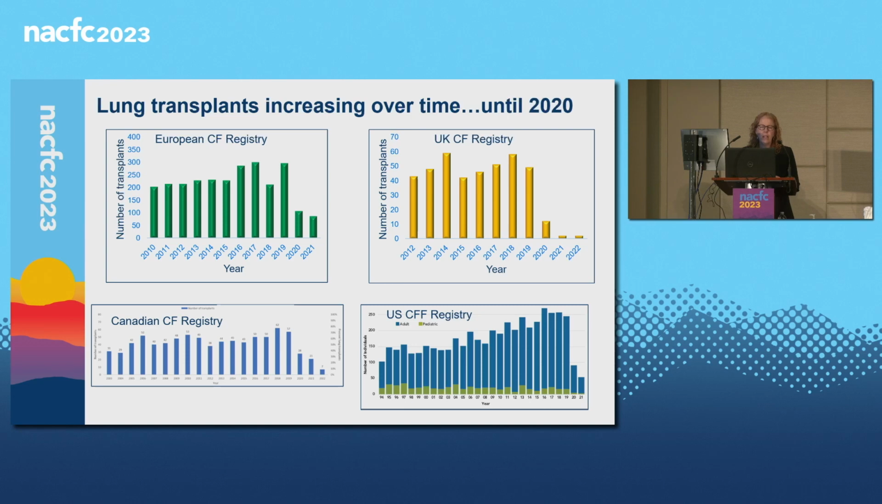And you would think if it was just the pandemic, you might have seen a drop in 2020, but those numbers would have increased over time. But of course, you can see from these graphs that the numbers continue to decrease. And actually, in the Canadian registry, in the last year, there were only 7 transplants done in the entire country, when our usual rate is about 50 in a given year.